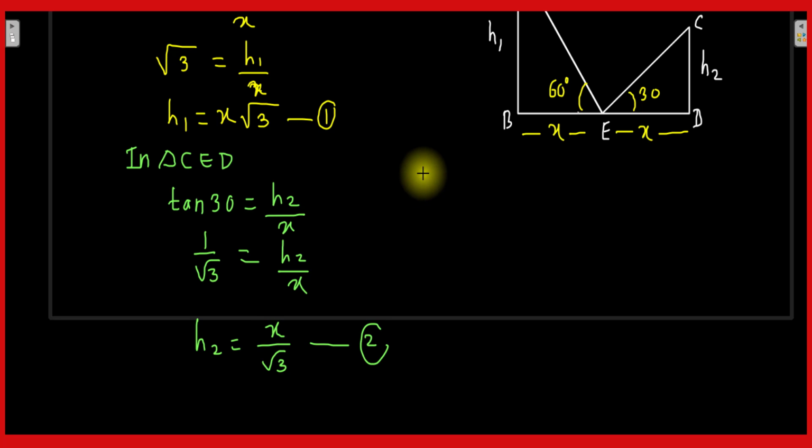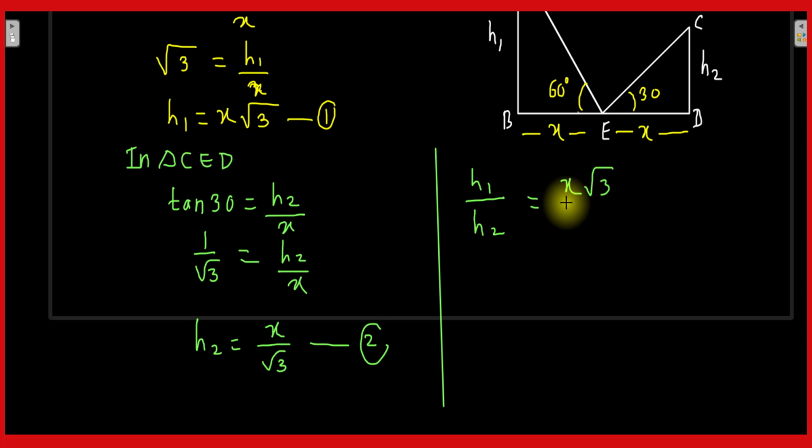Now I solve this further here. We have to find the ratio of h1 upon h2. So we will take the ratio of equation 1 and 2. So h1 upon h2 is equal to x root 3 upon x upon root 3. Taking the reciprocal and multiplying, it will be x root 3 multiplied by root 3 upon x.